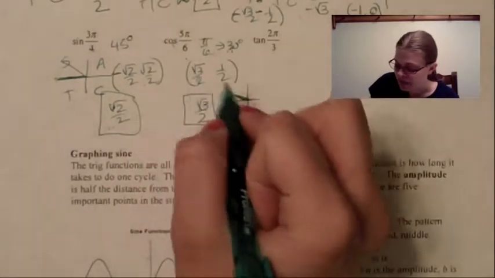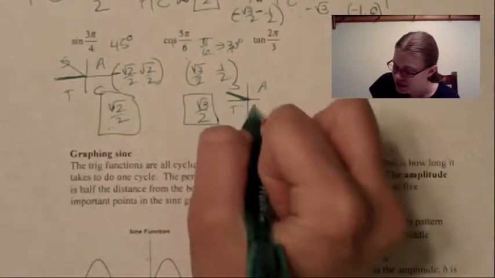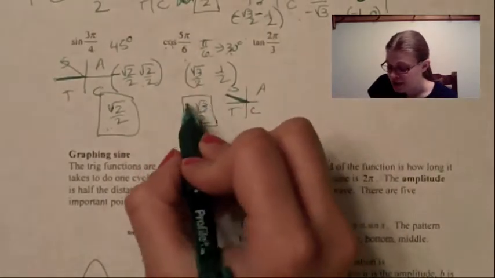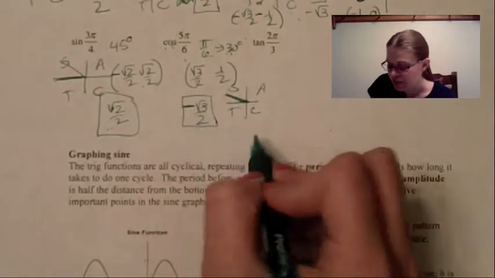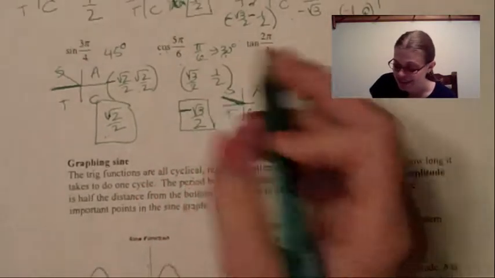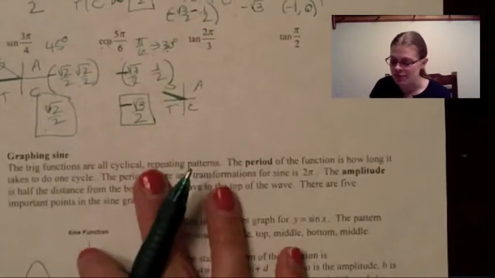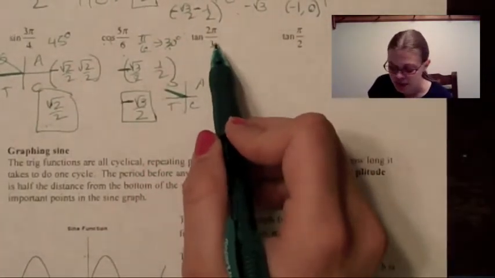So then I have "all students take calculus." Notice the sign here is positive. I'm finding the cosine, so that means this one is going to have to be negative. Or you could think to yourself, I went left, so the x value is going to be negative. Either way is acceptable. Tangent of 2 pi thirds.